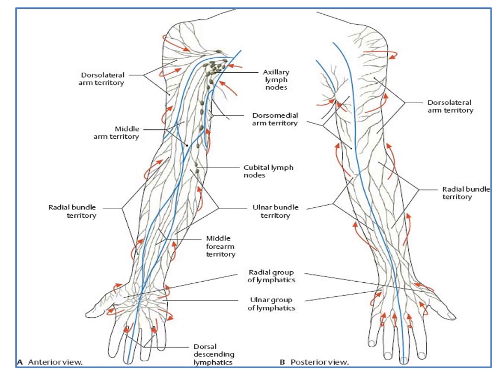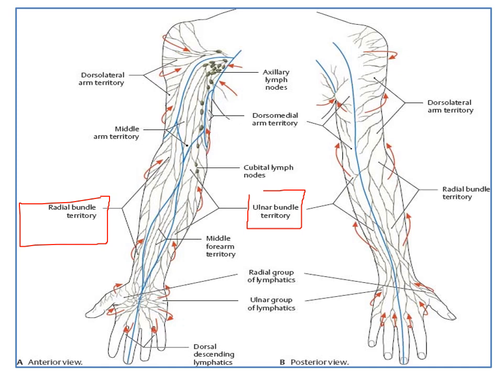At the forearm, you can split them into a radial bundle territory, or what we call the radial channel, and an ulnar bundle territory, or what we call the ulnar channel. The ulnar channel is found more medially and is going to accompany the basilic vein. The radial channel is found more laterally. It's going to accompany the cephalic vein.